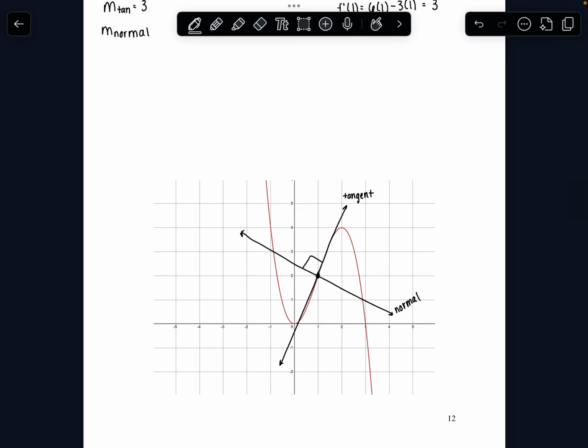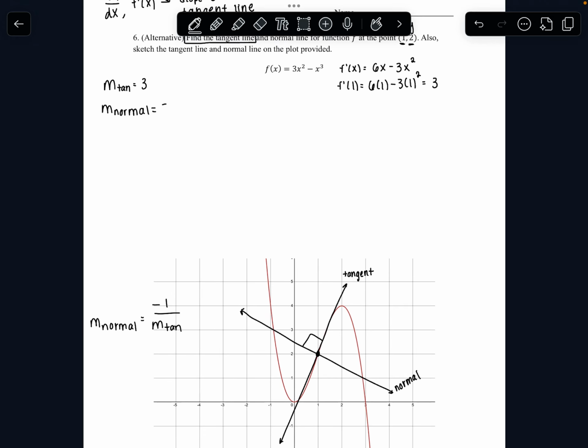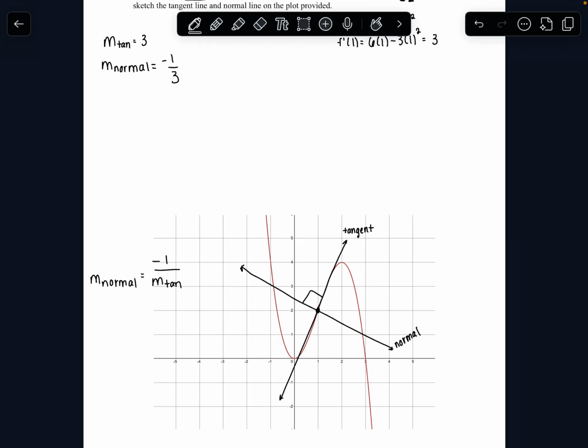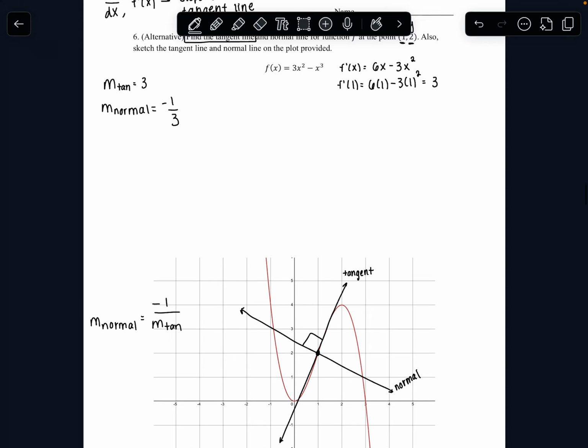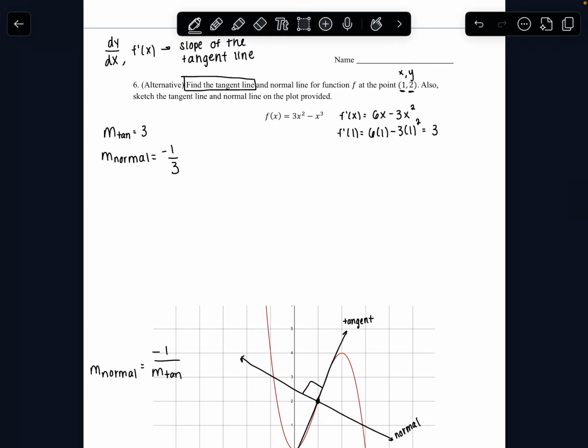And right away, we know what the slope of our normal line is, because these two lines are perpendicular. That means they have negative reciprocal slopes. So what do I mean by that? m normal, the slope of the normal line, is going to be -1 divided by the slope of our tangent line. So what's the slope of my normal line? -1/3. Does that make sense? I think so, because the line that I drew has a negative slope, and it's not as steep. So that makes sense.